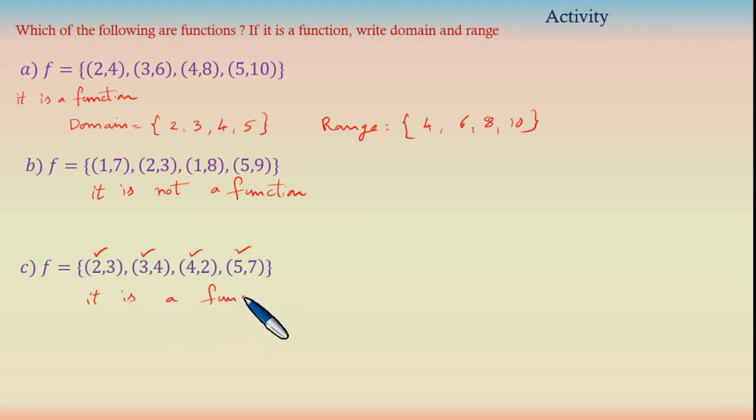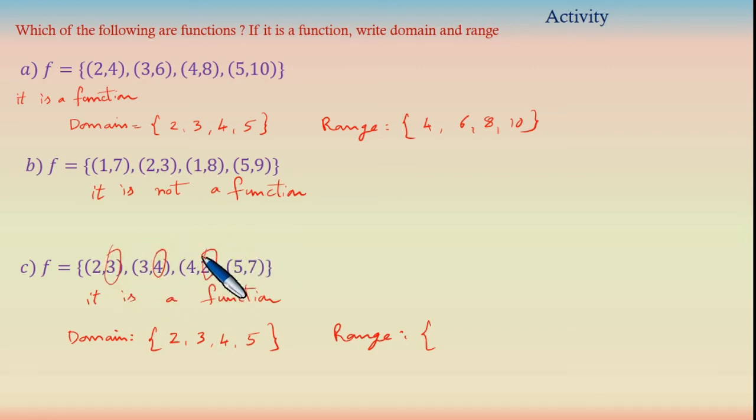It is a function. When it is a function, then you have to write the domain. The domain of this one is the first component elements, that is 2, 3, 4 and 5. This is the domain, and the range of this one is the second component elements, that is 3, 4, 2 and 7. So you can write in ascending order 2, 3, 4 and 7. So this is the range of the given function.